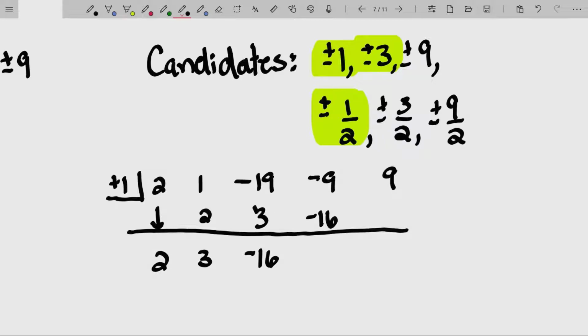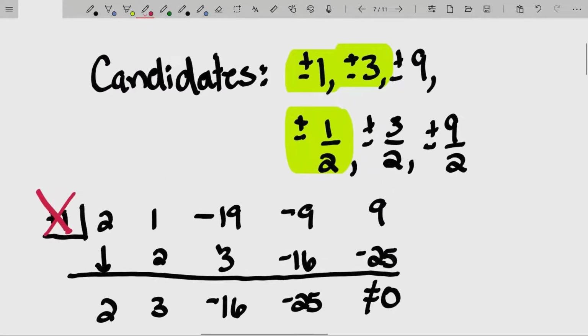There's really no need for me to add these up because I can already see that the next step won't lead to 0. 1 times the negative 25 is negative 25, and this is not going to be 0 when I add them up. So that tells me 1 is not a 0. It's a very quick check. Now I'll move on to the negative 1.